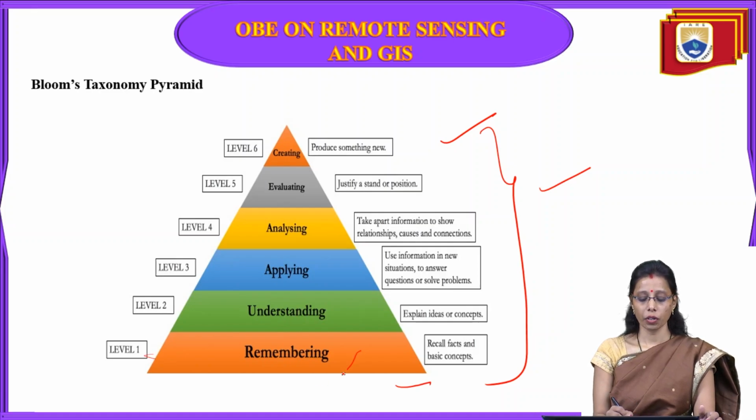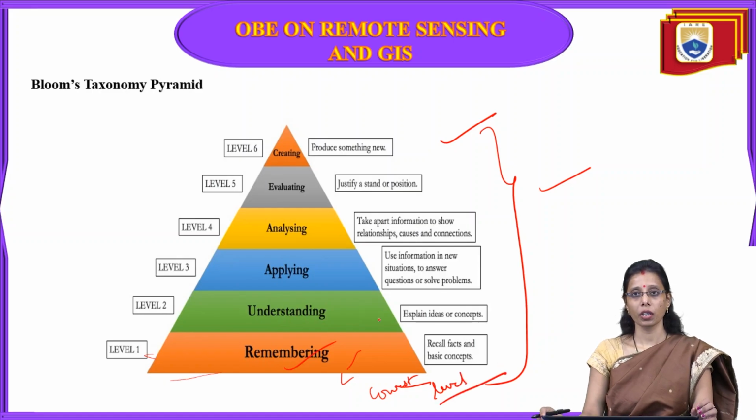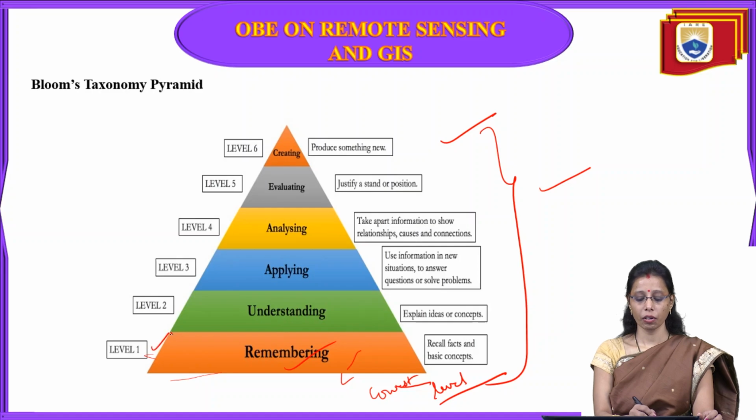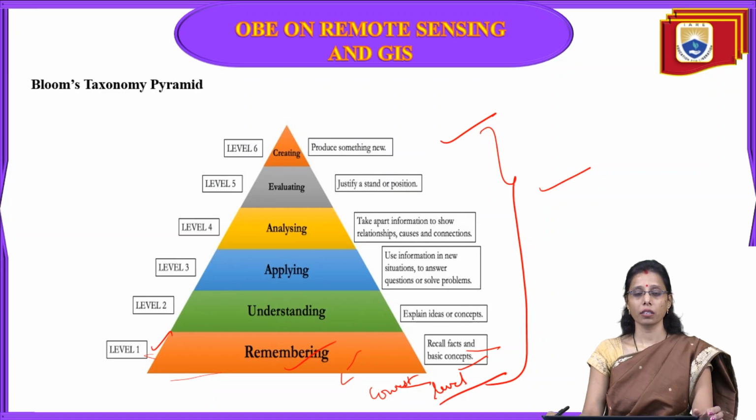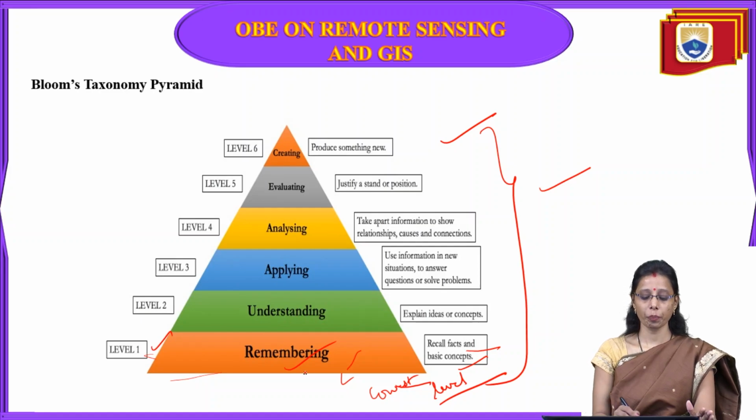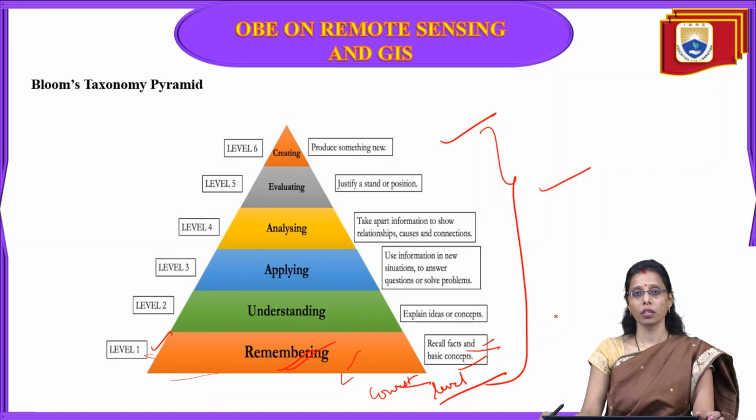So the first level, the lowest level, is remembering. Okay, the lowest level is remembering. So this is level 1: recall facts and basic concepts. If a question of the remembering level is asked to the student, or in an examination, the student has to recall the facts, the basic concepts, the basic introduction, and then answer the question. What are the facts at the present situation? What are the facts at that particular situation? They have to answer and give the answer to the question.